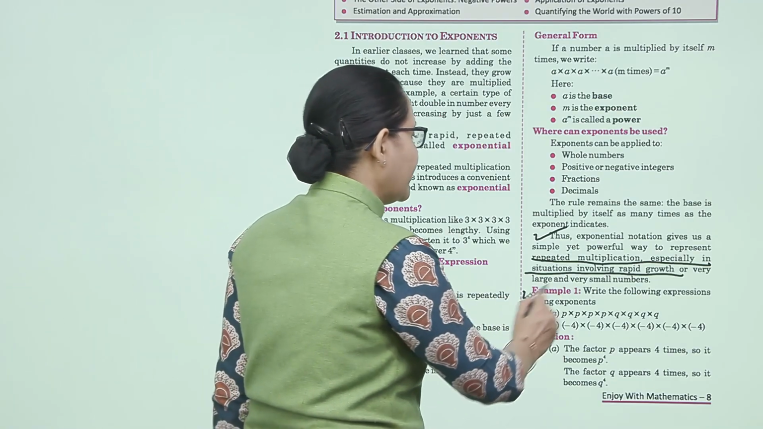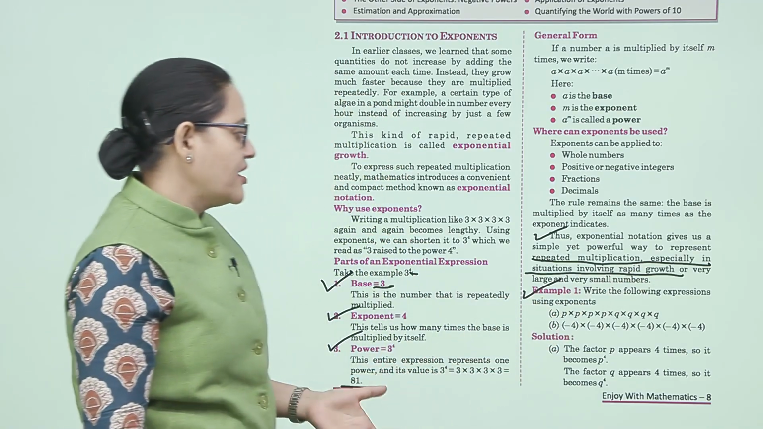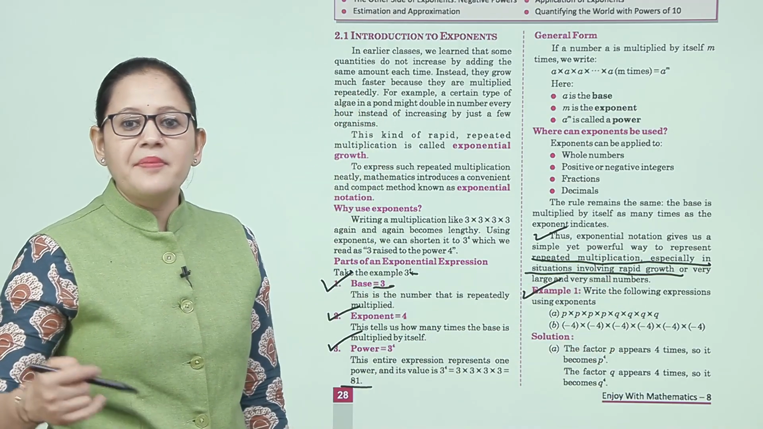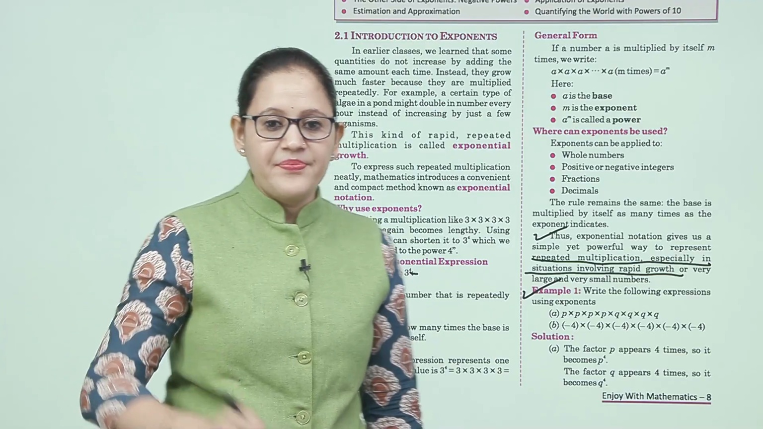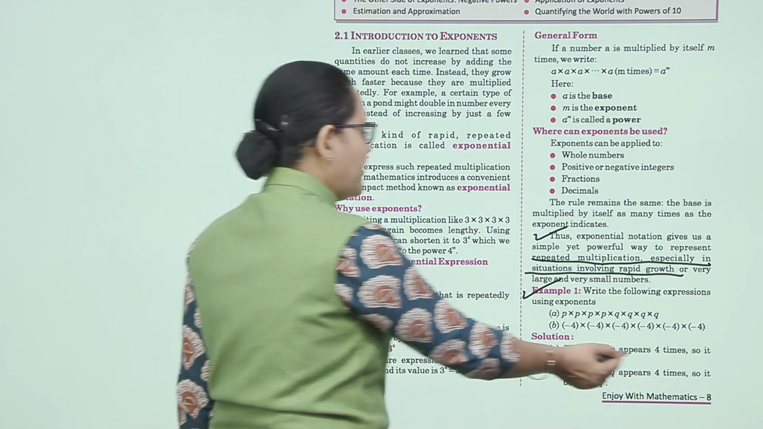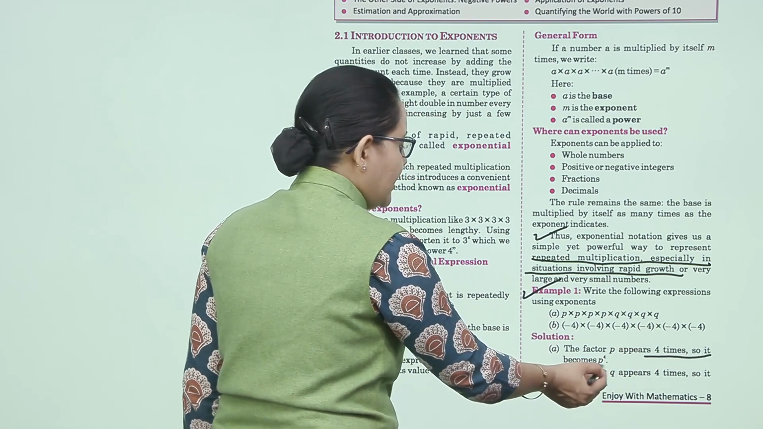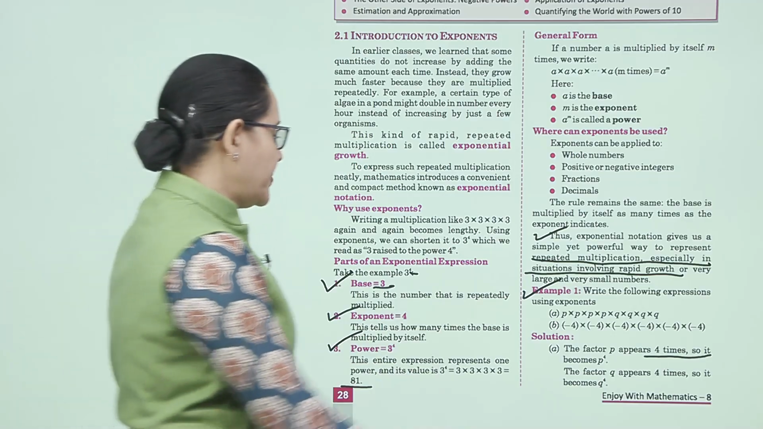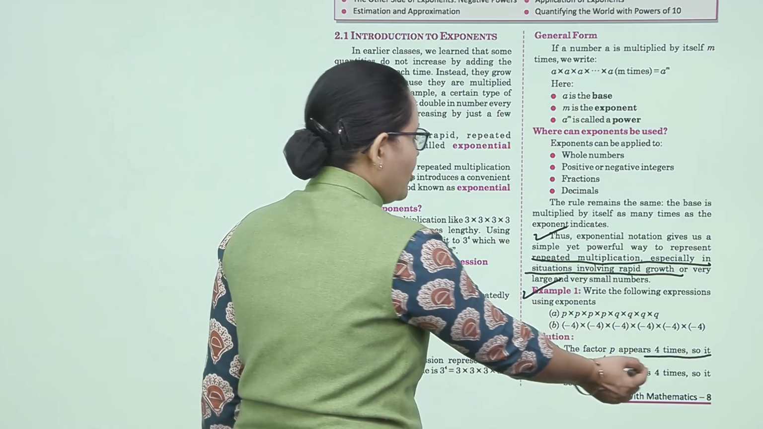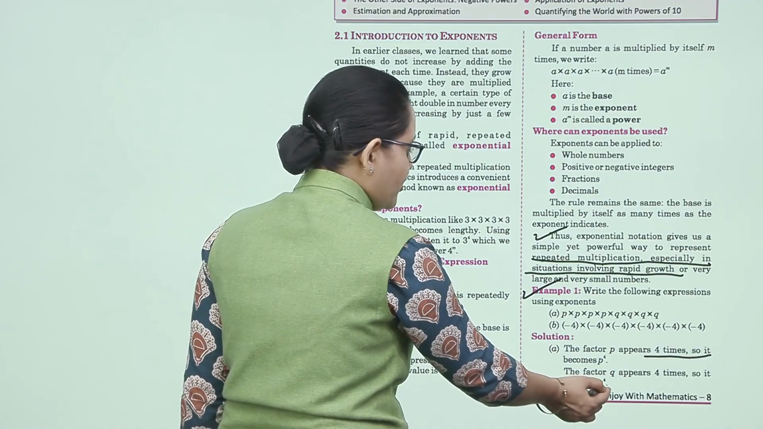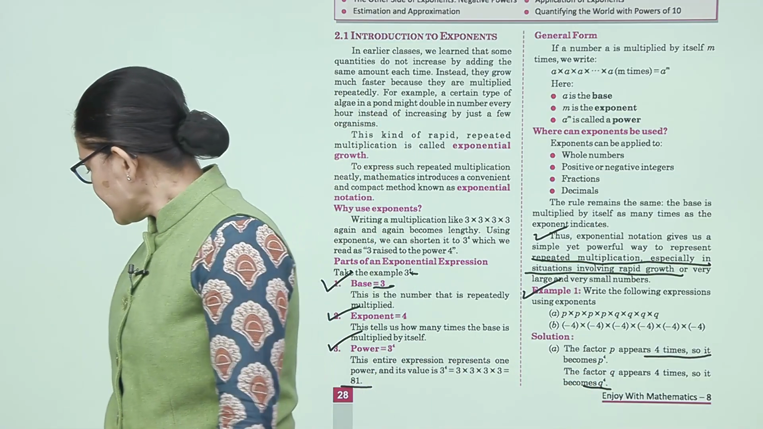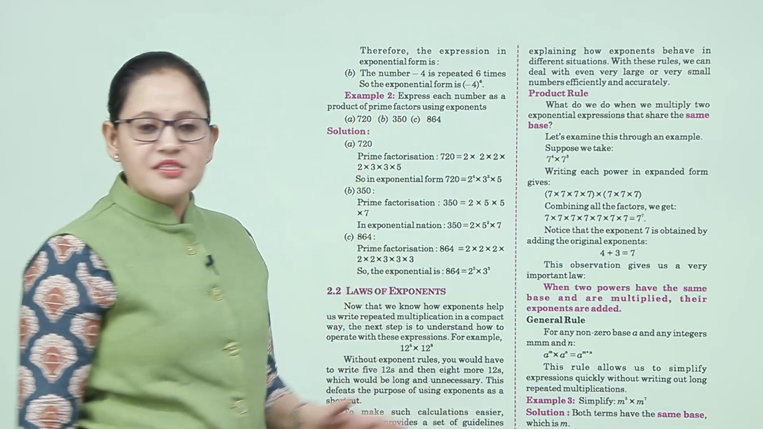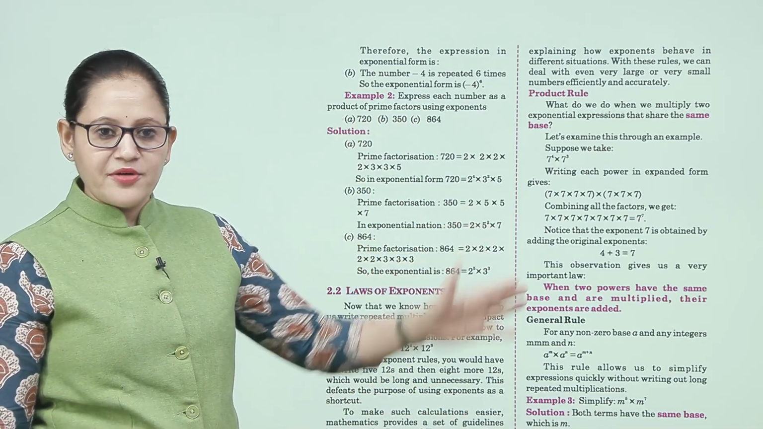Here we will take an example. Write the following expression using exponent: P multiplied by itself 4 times, multiplied by Q multiplied by itself 4 times. So the solution: P appears 4 times, so P is the base and the exponent is 4. So it is P to the power 4. Q appears 4 times, so it becomes Q to the power 4. Therefore, the expression in exponential form is P to the power 4 multiplied by Q to the power 4.